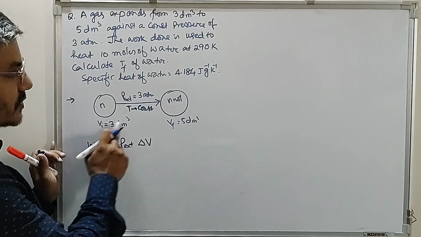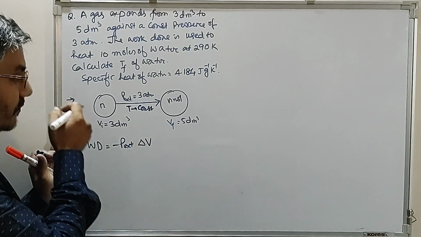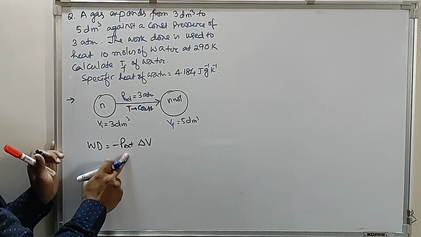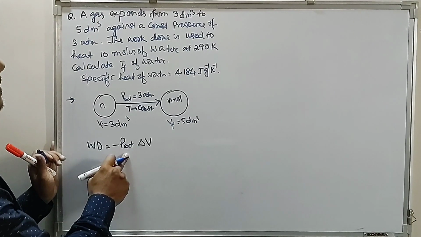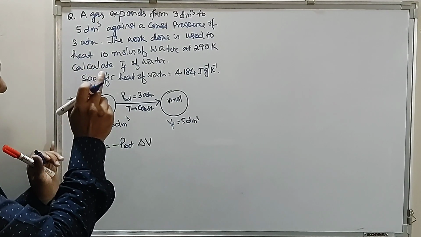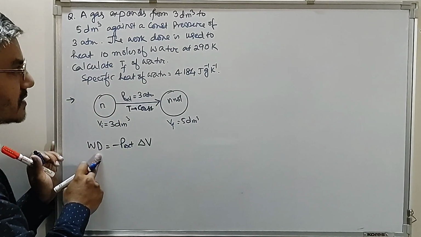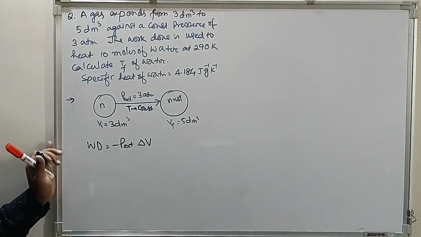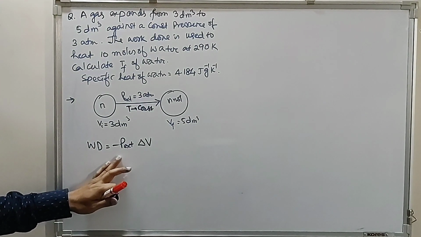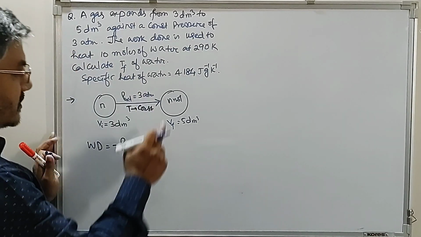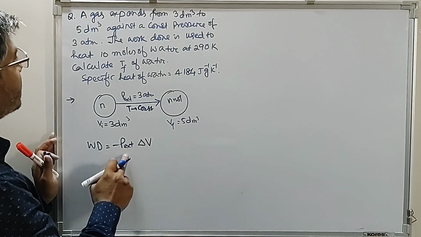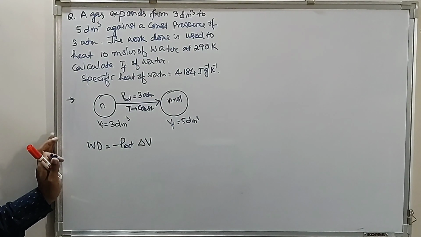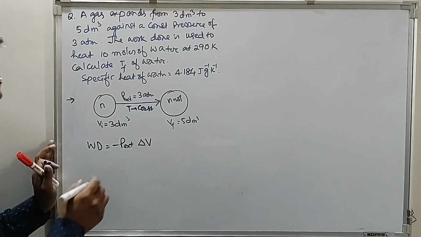Volume changes from 3 dm³ to 5 dm³, and the external pressure is given as 3 atm. Work done is measured in terms of joule, so it must be expressed in joule. Here we have atm and decimeter cube, so we can express this in terms of liter atm, so we have to convert decimeter cube into liter.